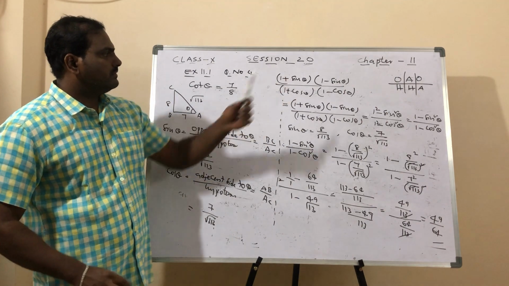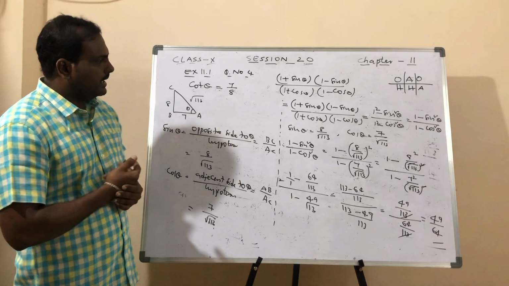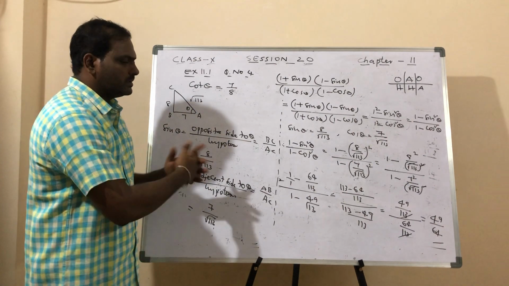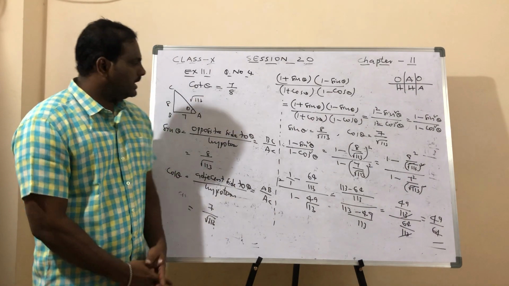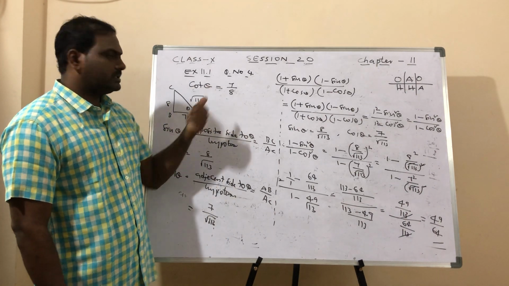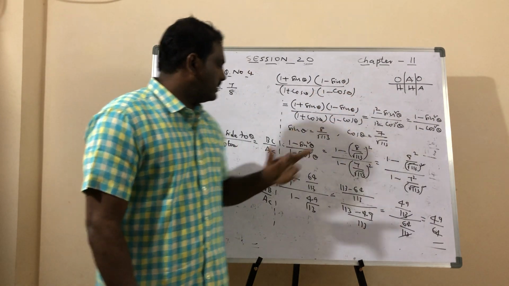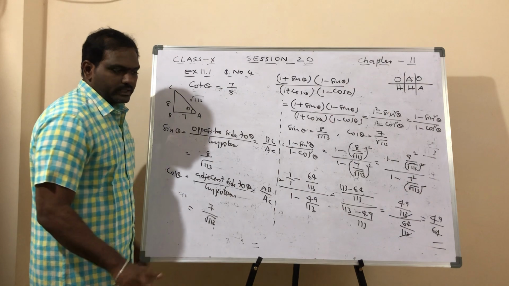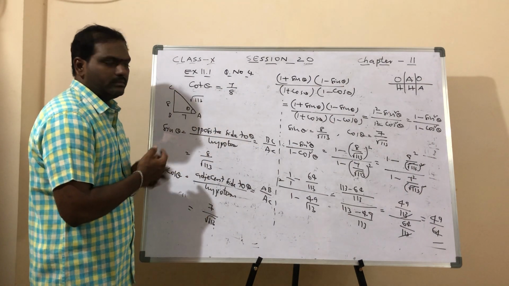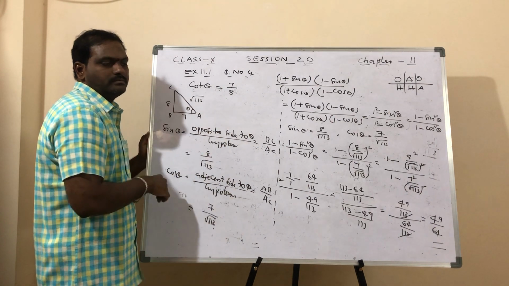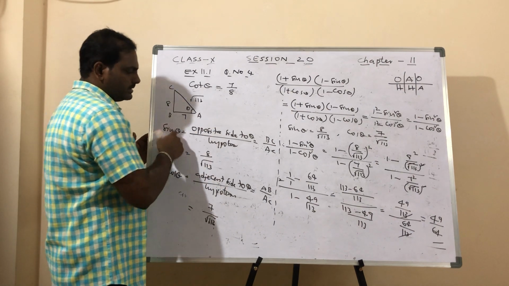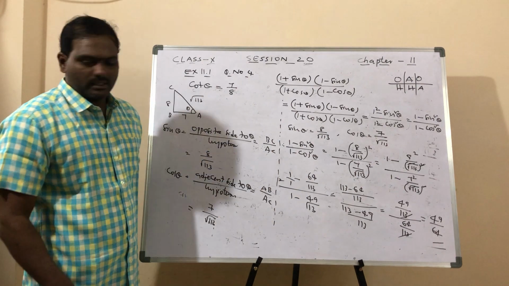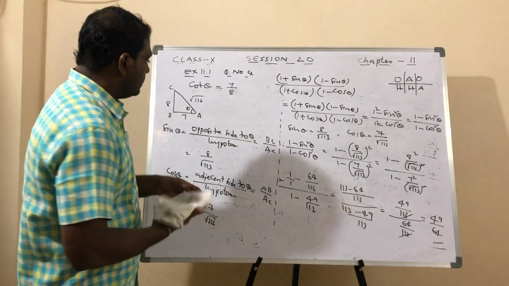So what is the value of this one? 1 plus sin theta into 1 minus sin theta by 1 plus cos theta into 1 minus cos theta is 49 by 64. So this is the way to do. First what we did, we have taken the cos theta. Then basing on that formula, we have finished the triangle. Two sides will come. So basing on Pythagoras theorem, we have to finish the triangle. After that, we have to find the values we require. Then substitution. Okay. So that's all.